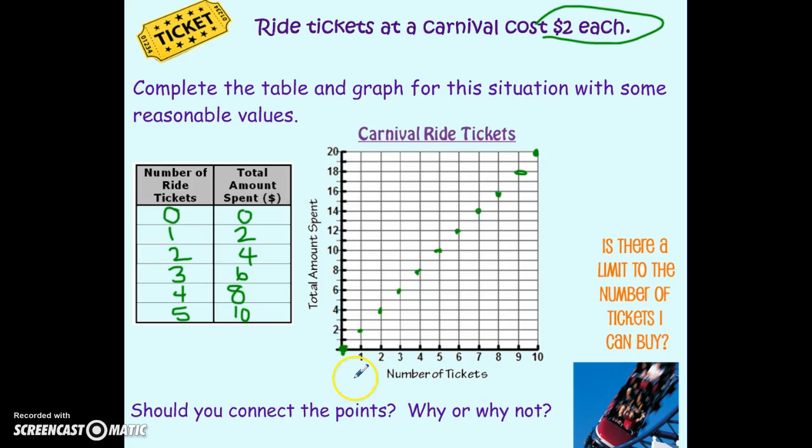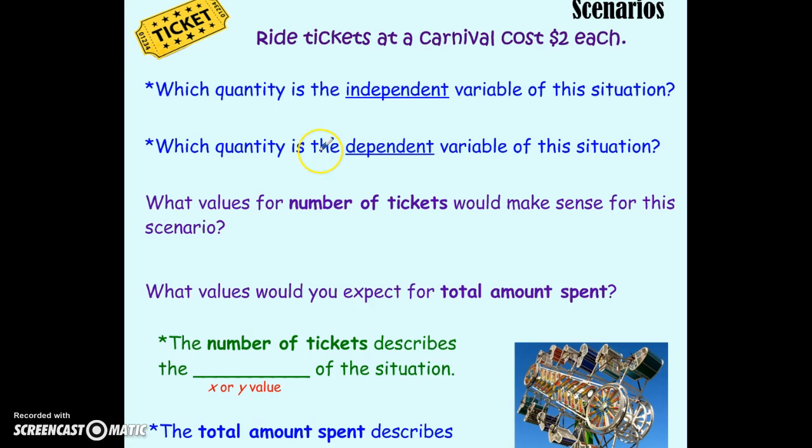In this case, connecting the points would mean that I could buy partial tickets. So it's always based on the independent variable. If the independent variable has fractions or decimals or partial things, then it's fine, but otherwise, if the independent variable is whole numbers, then no, you can't, because we're not going to buy partial tickets and spend half of our money. Then if you go over to the left of the table, it starts asking you these questions.